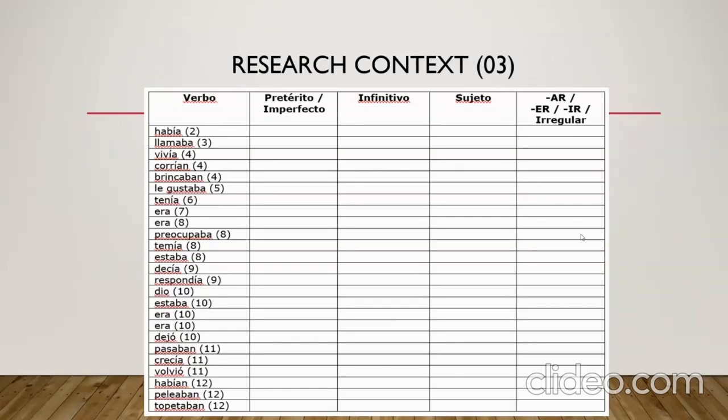Students had a worksheet that contained about 20 verbs in the book that were either in the preterite or the imperfect. As a group, they determined for each verb whether it was in the preterite or imperfect tense, what infinitive that verb came from, what the subject of the sentence was, and what category that infinitive fit under. So if it was an AR, ER, IR verb, was it a regular verb or an irregular verb?